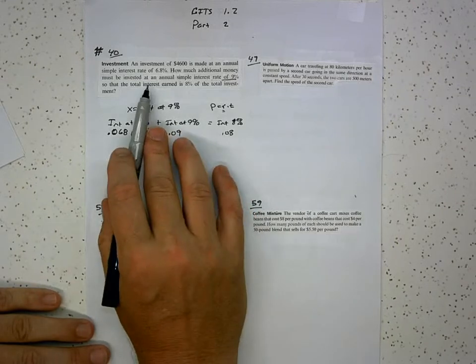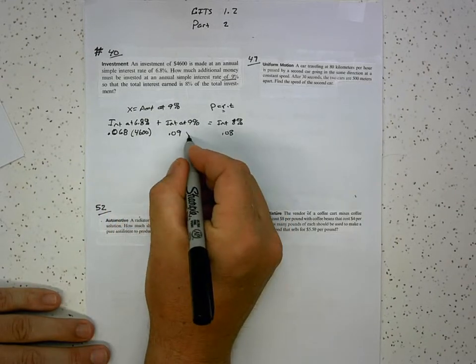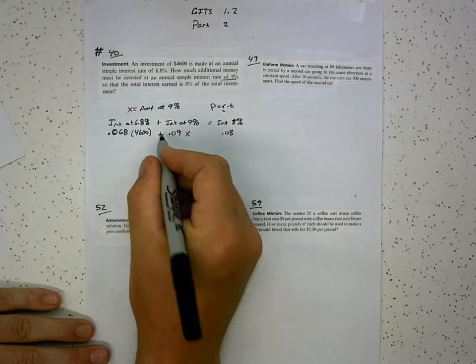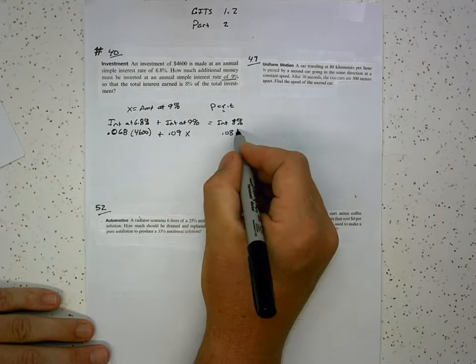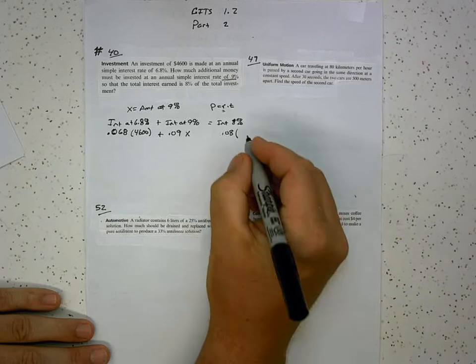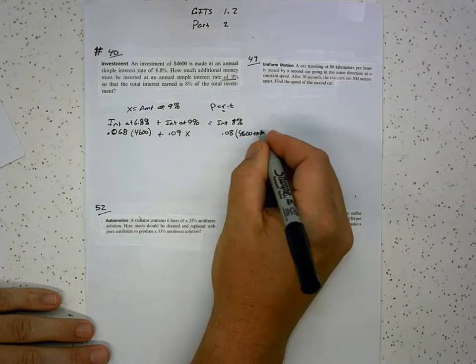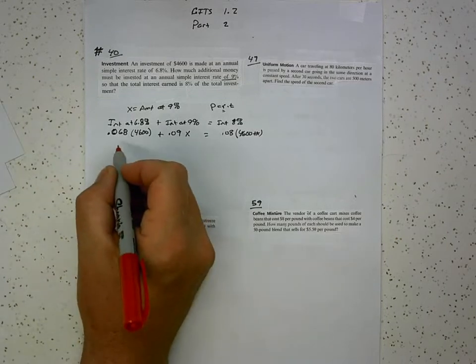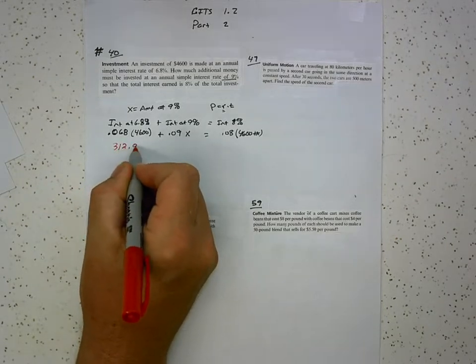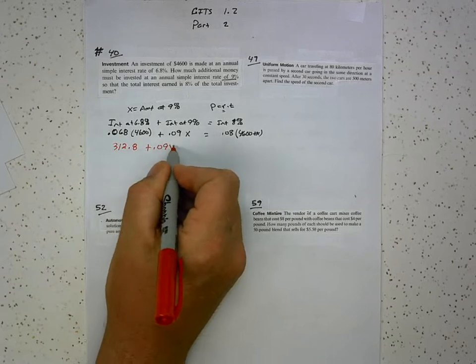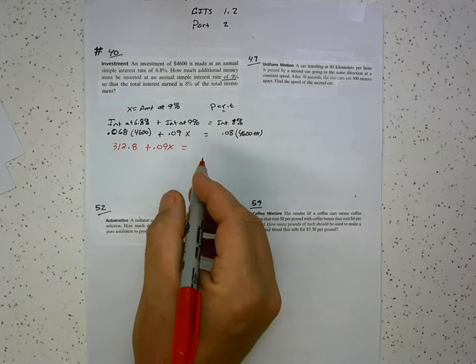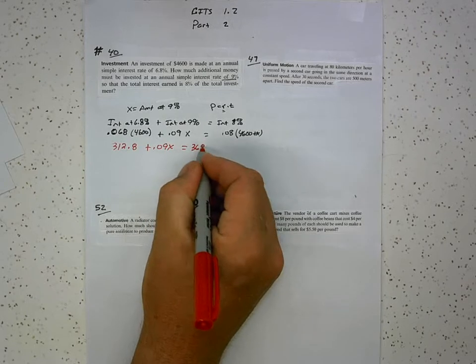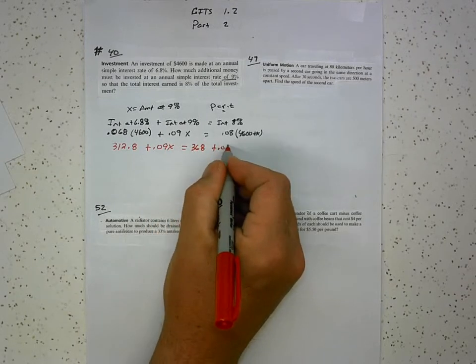I invest another amount at 9%. So this is the amount I invest at 9%. And that gives me 8% of the total amount, which is 4,600 plus X. Okay, so there's our equation. Multiply 0.068 times 4,600. You get 312.8 plus 0.09x. 8% times 4,600 is 368 plus 0.08x.